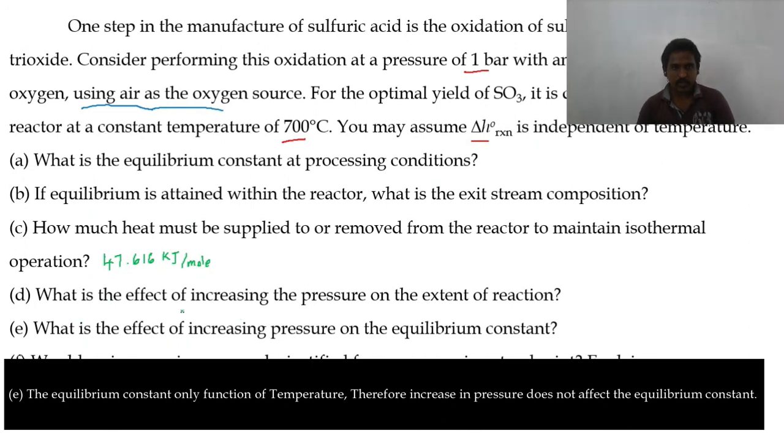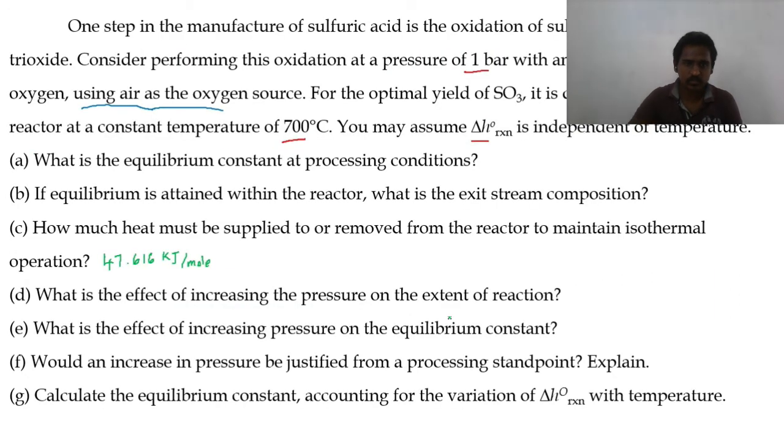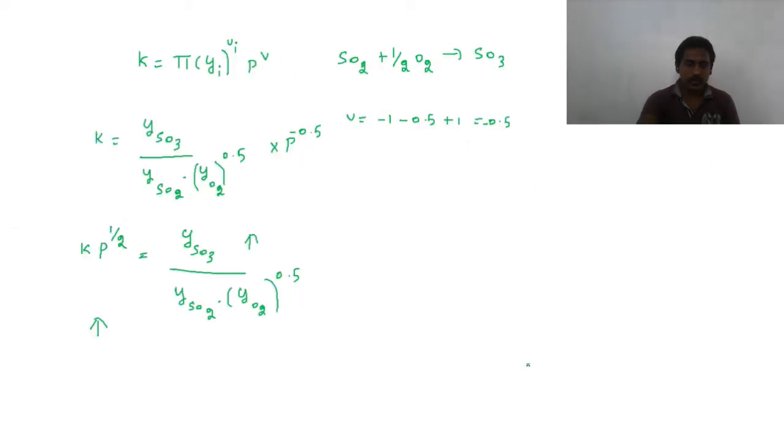What is the effect of increasing the pressure on the extent of reaction? As we increase the pressure, the extent of reaction is going to increase. Our next question is, would an increase in pressure be justified from the processing standpoint? Yes. If I increase the pressure, my product distribution is going to increase. Therefore, an increase in pressure is justified by this equation.